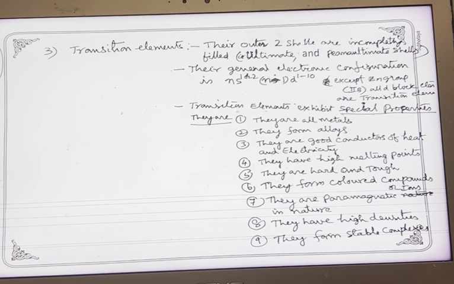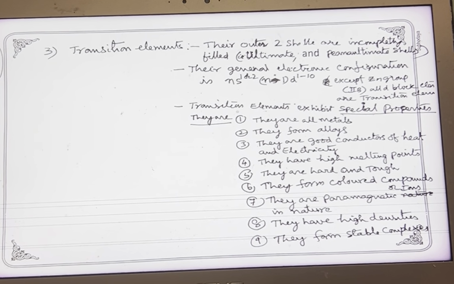They are hard and tough. Because of the metallic bonds, they are very hard. Iron is a hard metal. Similarly gold, copper, tungsten are all strong, hard metals, and they form colored compounds.